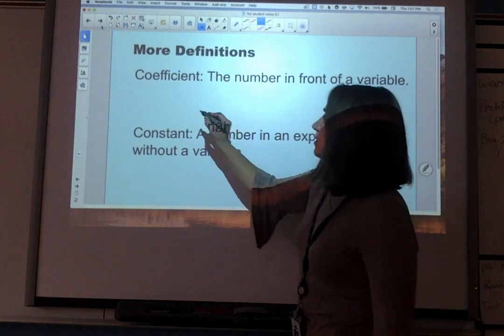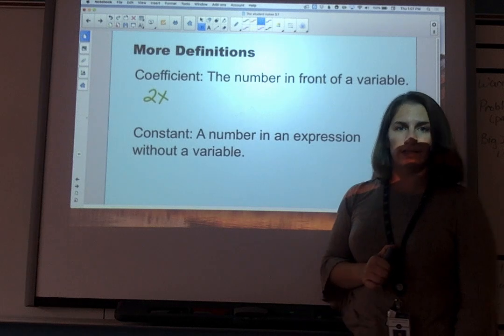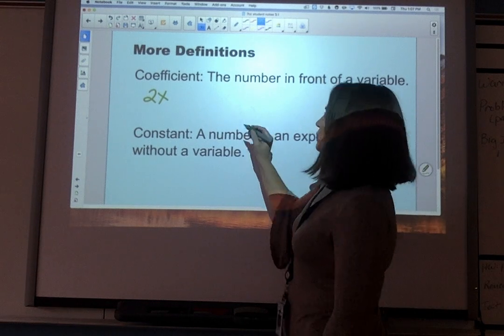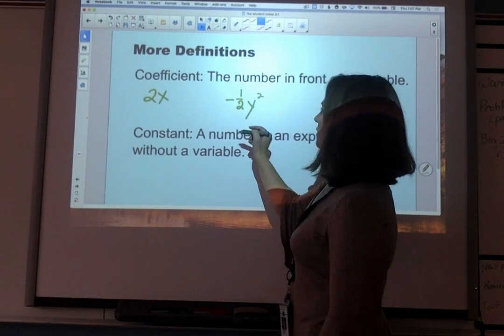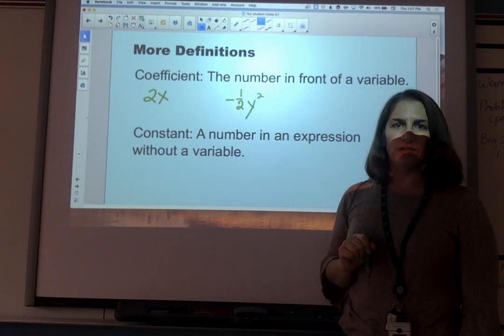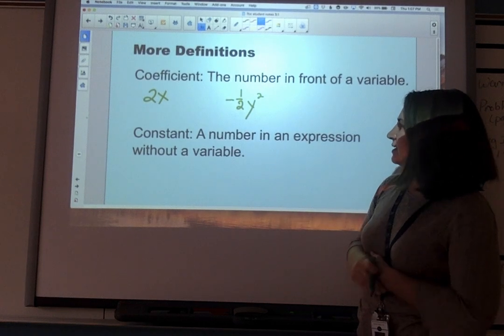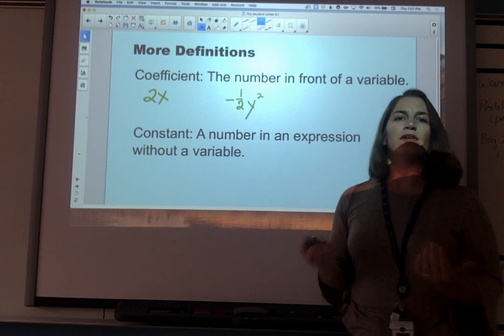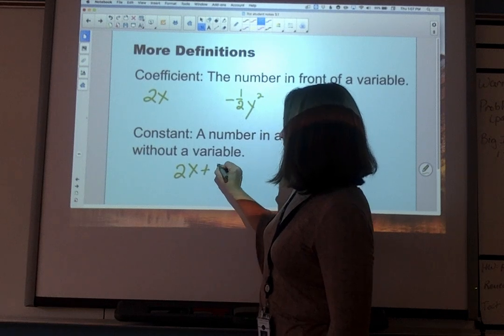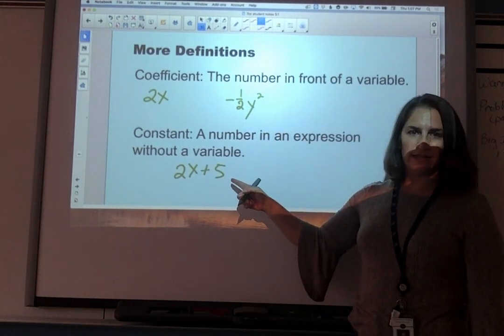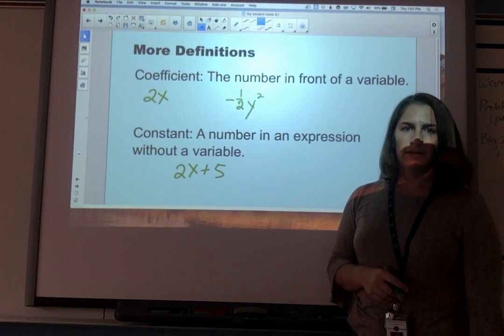So for example, in the term 2x, 2 is the coefficient. In the term negative 1/2 y squared, negative 1/2 is the coefficient. It's whatever number is in front of the variable. And then a constant is a number in an expression without a variable. So if you have an expression like 2x plus 5, here's the constant right here, the 5. 2 is the coefficient, 5 is the constant. Okay?